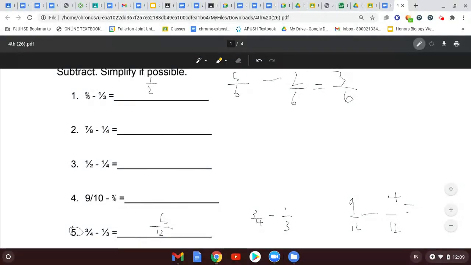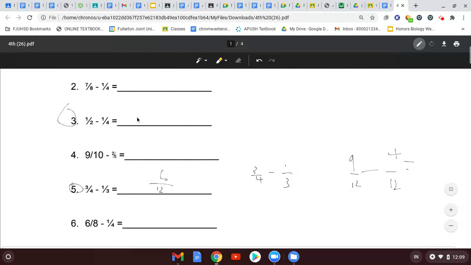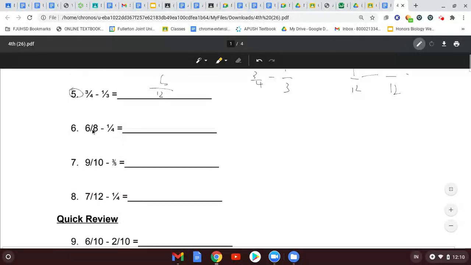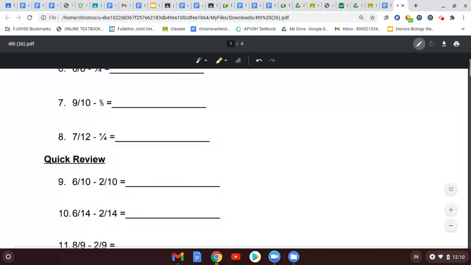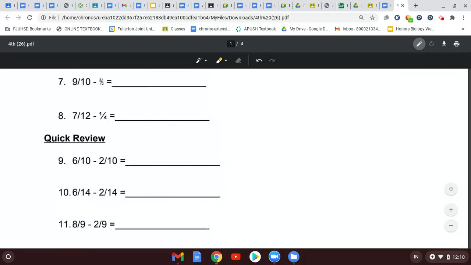I'll do one more with you. So let's try number 3. So 1/2 minus 1/4. The easiest number for the denominator would be 4. So we multiply 2 on both the top and the bottom of 1/2. So that'd be 2/4 minus, and we just leave 1/4 the same. And then that would be 1/4. I know I'm skipping a lot of steps, however, that's because I want to finish this page as fast as I can, but make sure, you guys, to complete all the steps.